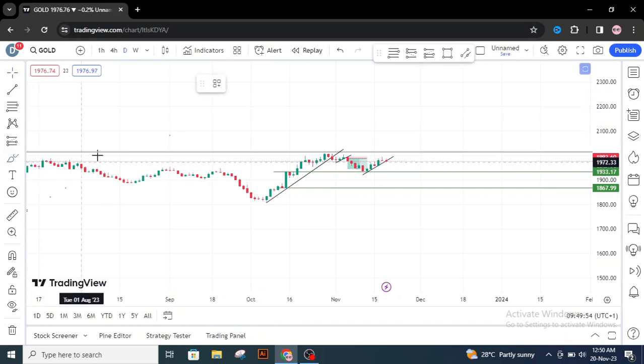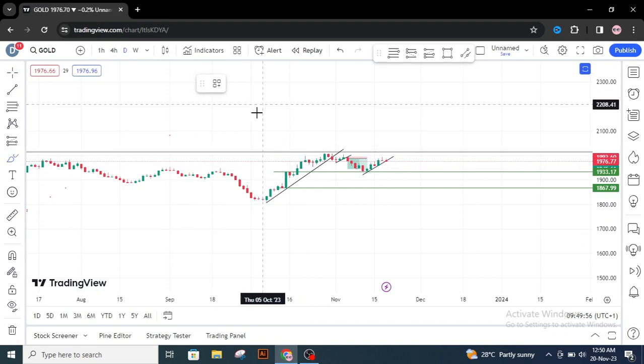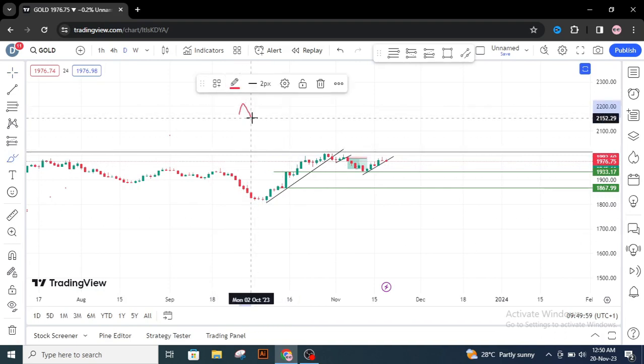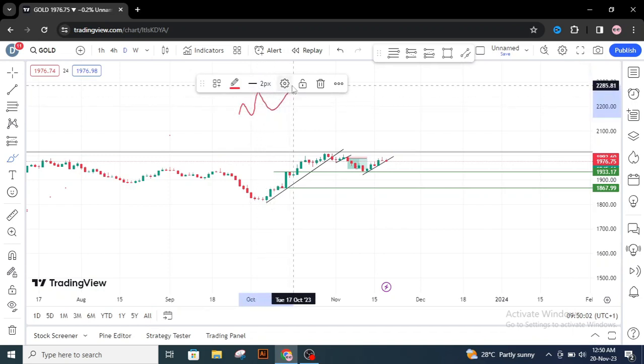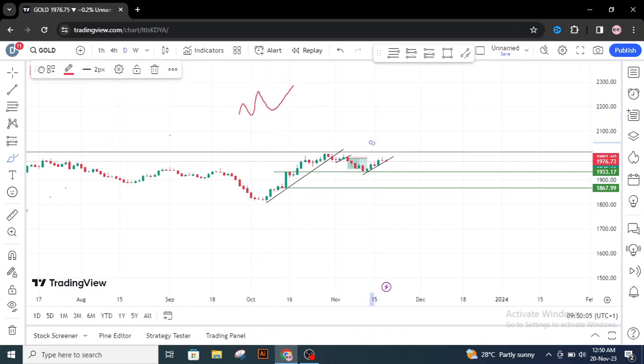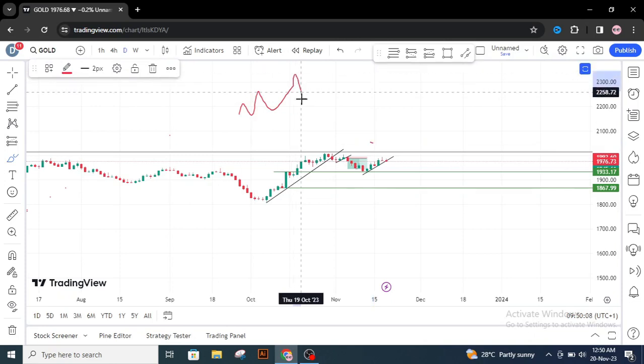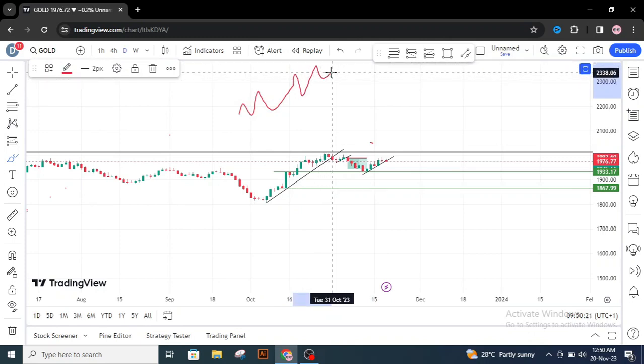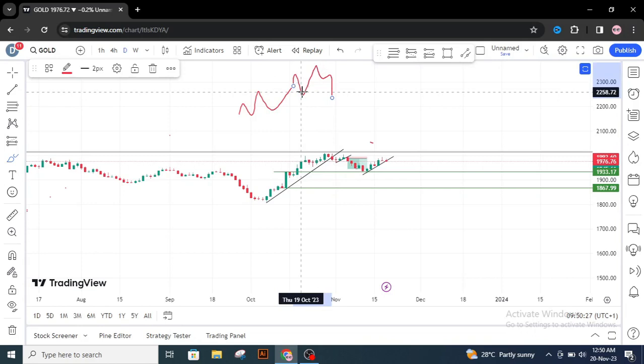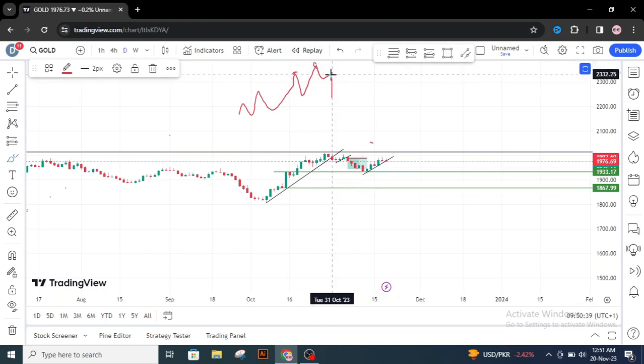Take for example, I will have to bring out my marker again. Let's say the market is moving like this: higher high, higher low, higher high, higher low, higher high. Then all of a sudden, the market makes a higher high, and it now forms a lower high. It didn't get to this level. Now this is what we refer to as head and shoulder pattern. This is the first shoulder, this is the head, and this is the second shoulder.